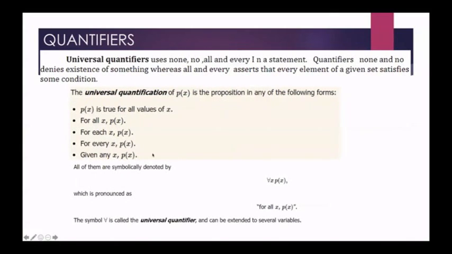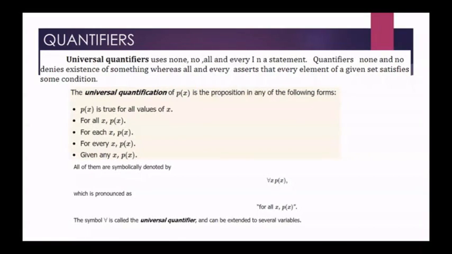So this concept is also easy. It's just an easy concept. Universal quantifiers use none, no, all, and every in a statement. The quantifiers none and no deny the existence of something, whereas all and every assert that every element of a given set satisfies some condition. Okay, let me explain this.